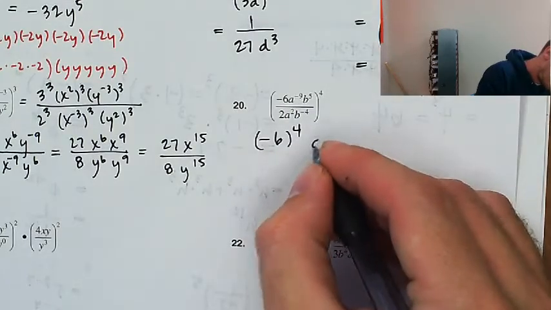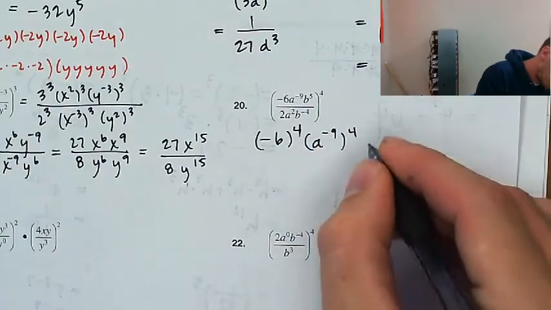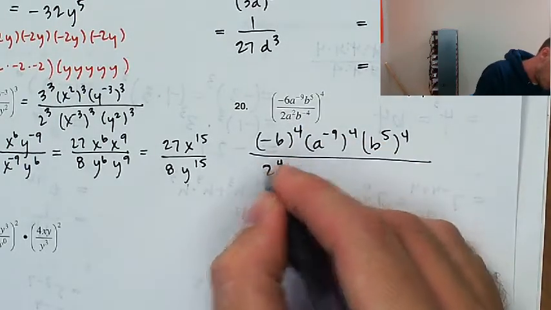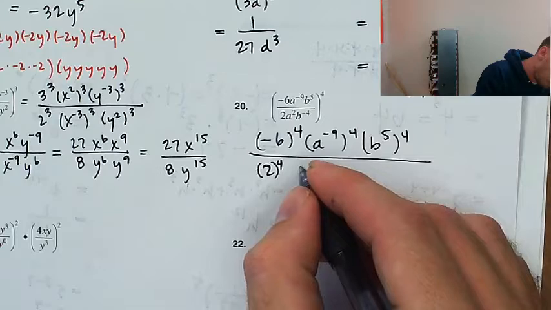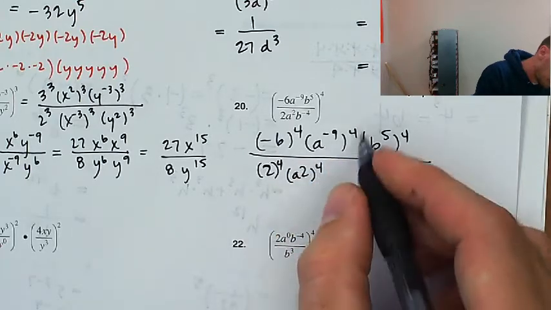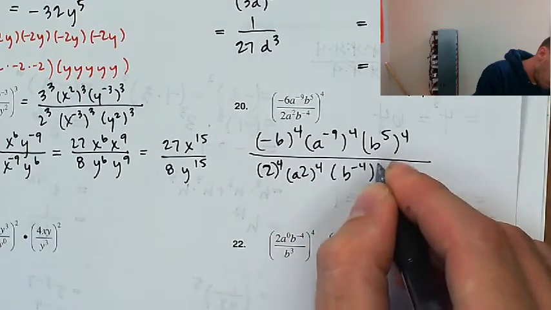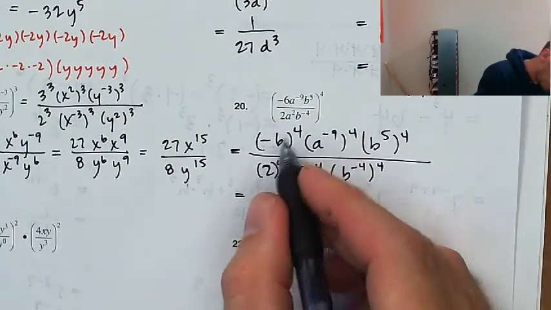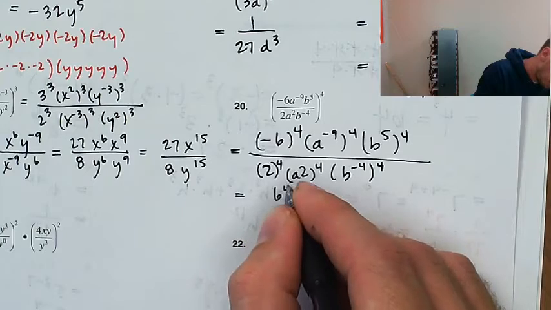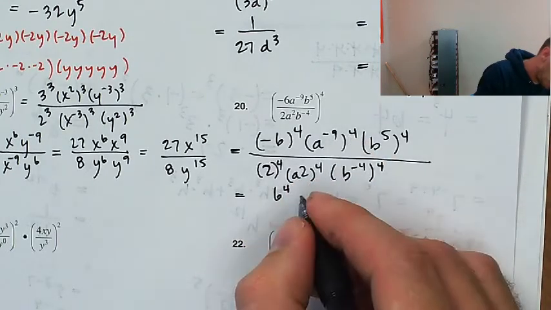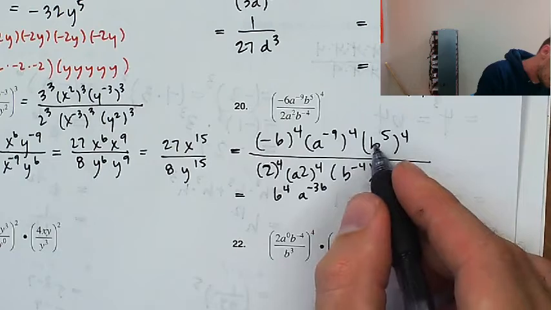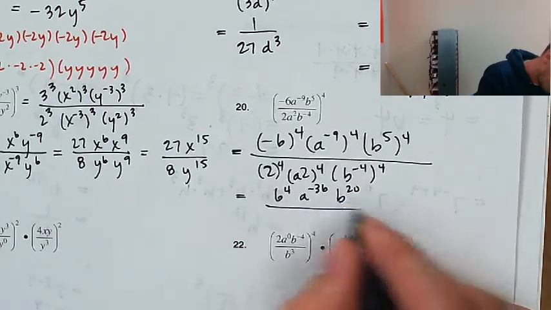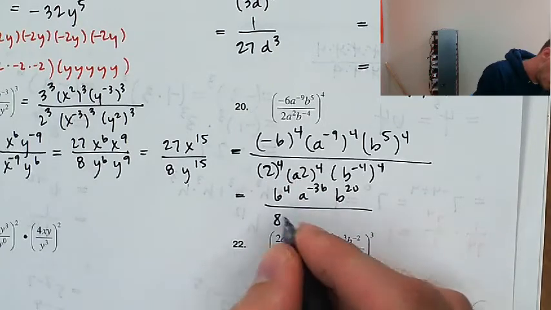All right, but a to the negative 9 to the 4th. Okay, these numbers are just out of control. B to the 5 to the 4 divided by 2 to the 4. I know that. That's 16. A to the 2 to the 4. And b to the negative 4 to the 4. Okay, I'm concerned I'm going to run out of room here, but that's probably my own fault. So that's going to be the positive of 6 to the 4. A to the negative 9 times 4 is a to the negative 36. B to the 5 times 4 is b to the 20. Divided by 2 to the 4 is 8.